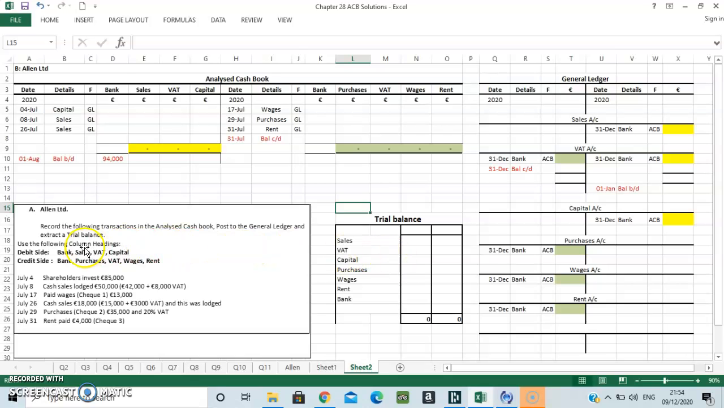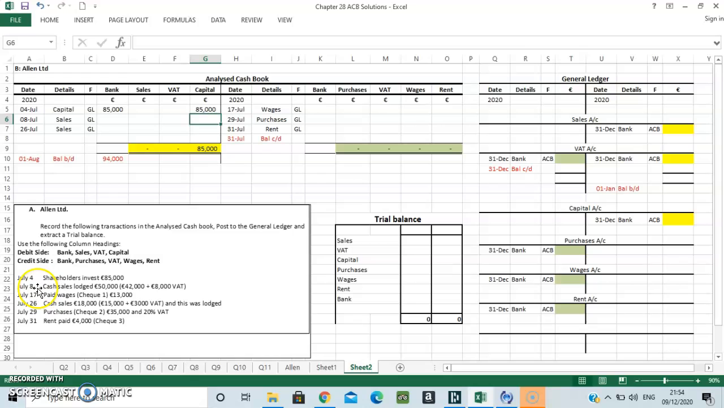So let's look at the very first transaction. It says on the 4th of July, shareholders invest 85,000 euro. Now that is money in, so we go up to the debit side of our analyzed cash book and we put 85,000 in bank. And then it must also go in one other column, and of course capital is the place that it should go.